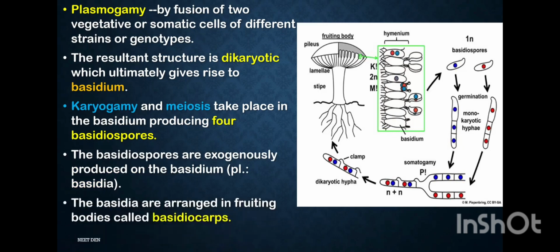And we had also seen that there is a fruiting body in which this meiosis occurs in case of Basidiomycetes. The fruiting body of Basidiomycetes is called basidiocarps.